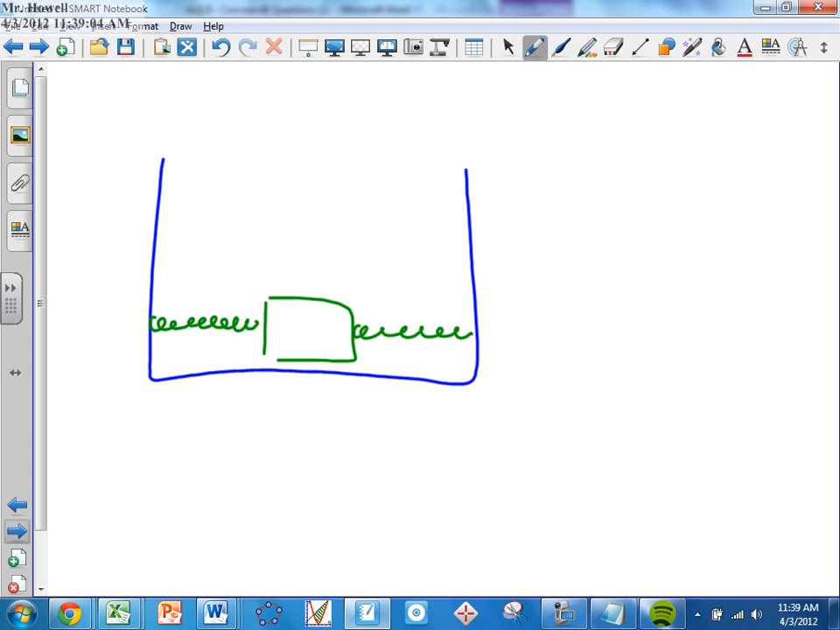Alright, so we've got an object chained underwater. Here's the surface of the water. It's not going to work if it's not chained down, if something's not holding it down. So let's say, for this example, that the object has to float.